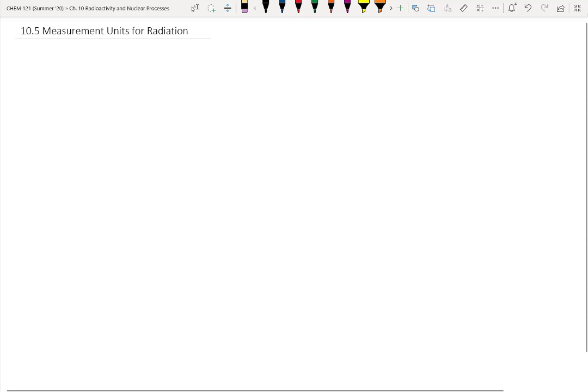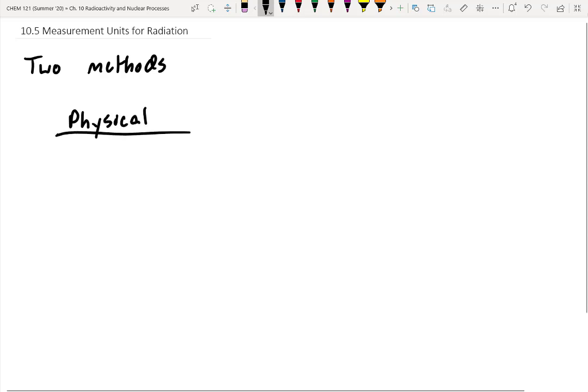In this next video, we're going to take a look at measurement units for radiation. There are two main methods for measuring radiation, so let's go through them. The first one is simply looking at radiation as a physical unit. Let's take a look at what this means. Basically, it means that we're going to do a physical measure of decay activity.